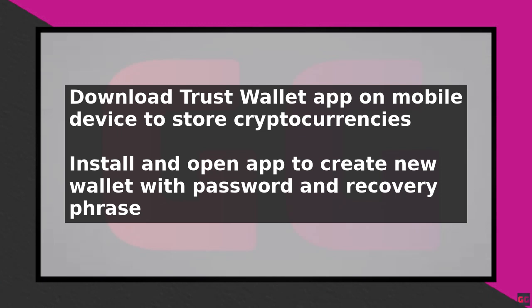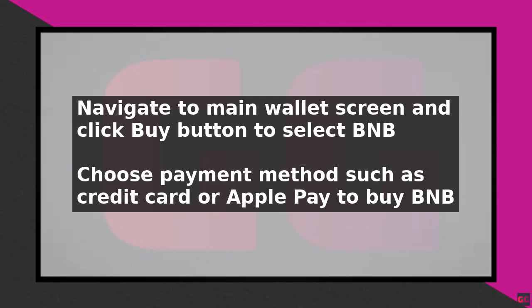To get started, first, download and install the Trust Wallet app on your mobile device. Once installed, open the app and click on the Create a New Wallet button. Follow the prompts to set up your wallet, including creating a password and backing up your recovery phrase.